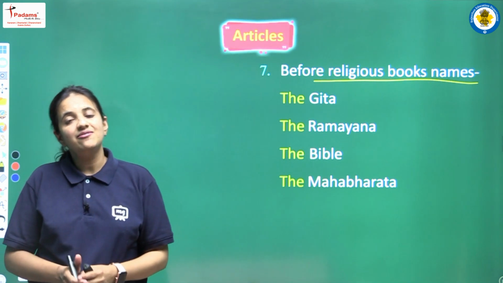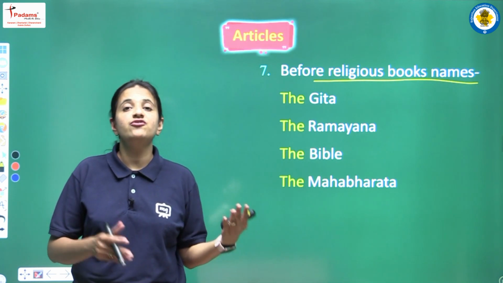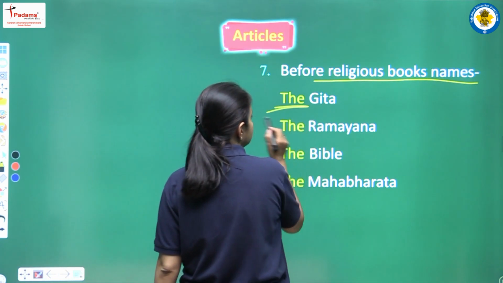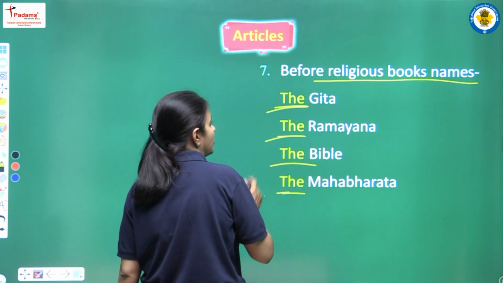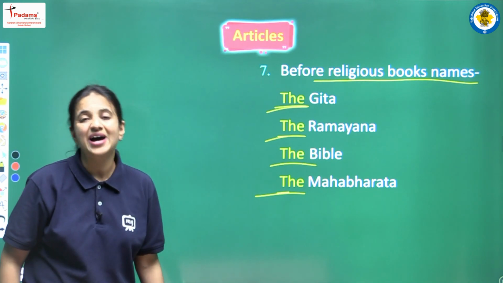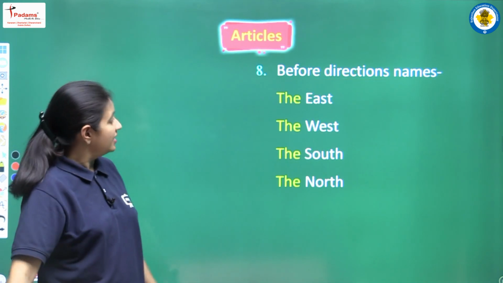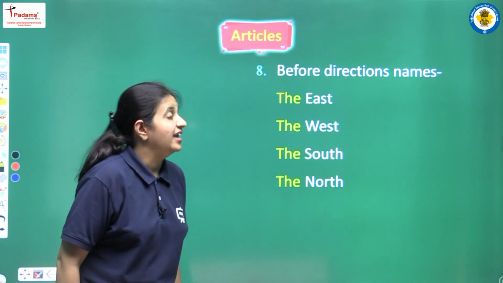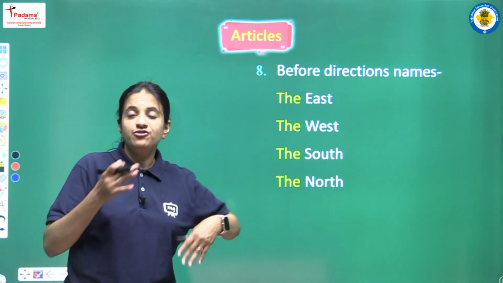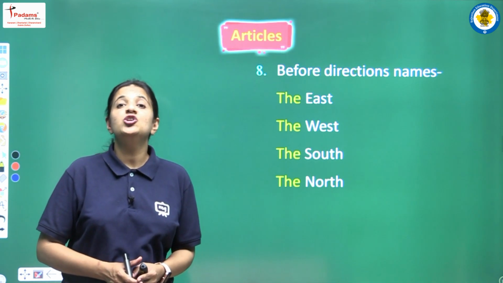So if we are having such books in a sentence, or we can say before such names, we have to use the as an article. So we will write the Gita, the Ramayana, the Bible and the Mahabharata. Okay. Next use: before directions name. So if we are having the directions, before directions also we have to use the article.